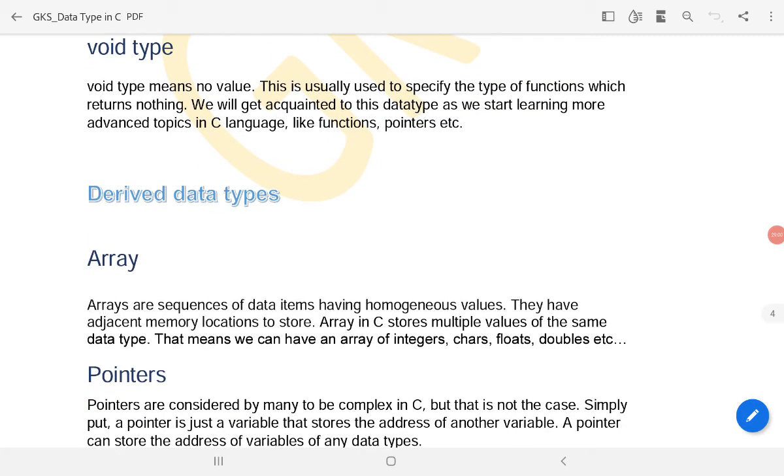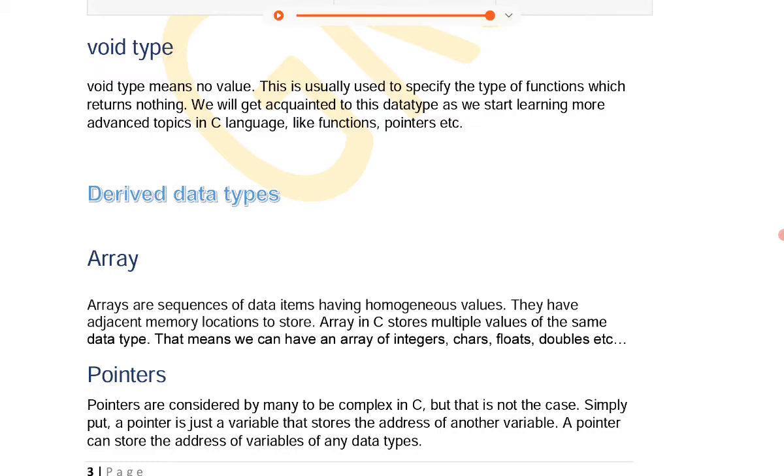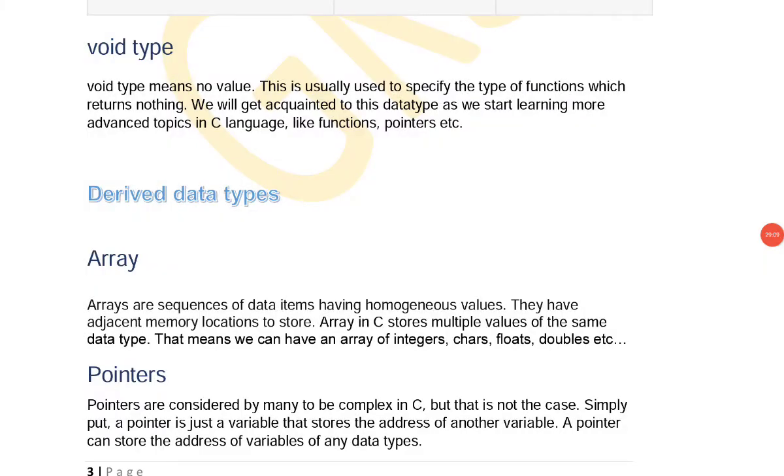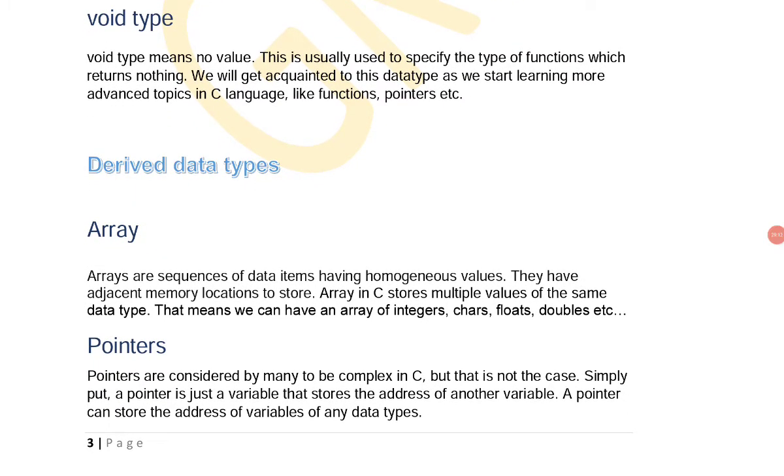What is void data type? Void data type is also called the null data type. A function in C language generally returns some type of value to the main function. It may return integers, characters, or some other data type. If a function doesn't return any value to the main function, in such a case we may use void data types.